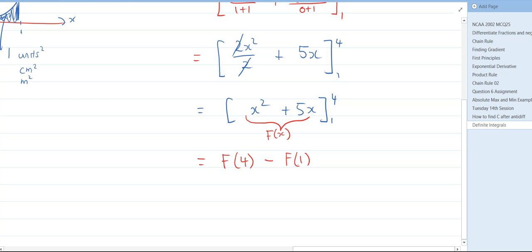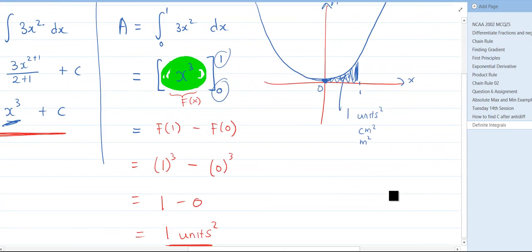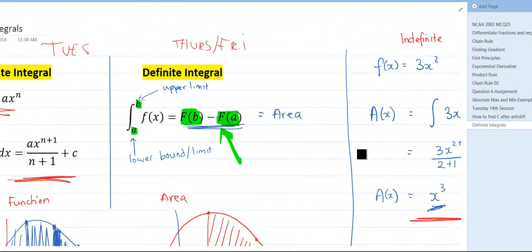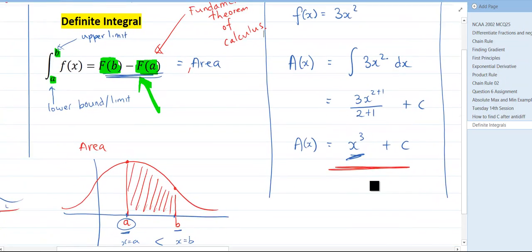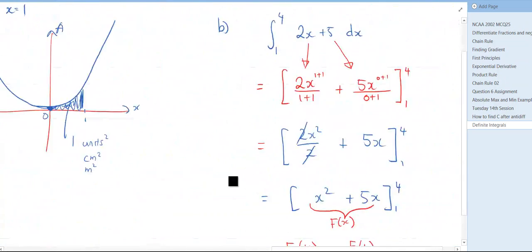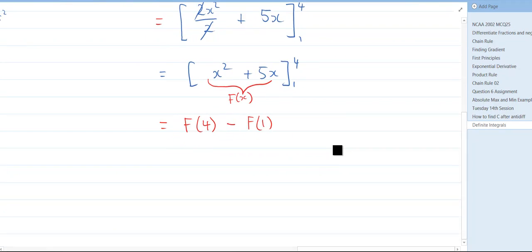F of 4 minus F of 1. For now, I'm not going to actually teach you why this is true. This is technically a theorem. It's a fundamental theorem of calculus. And you will learn that in year 12. For now, I'm just teaching you how to use it. You'll learn the theory later on. Otherwise, you can YouTube the theory as well. Let's say you know the theory now. We're going to apply it.